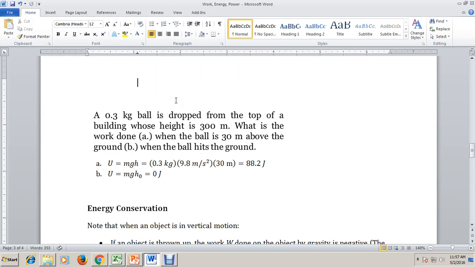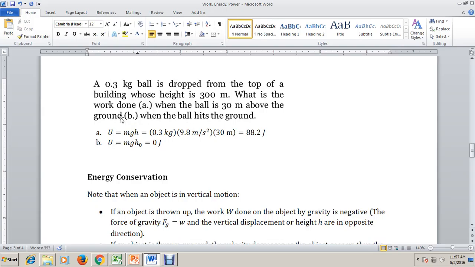Now for letter B, a 0.3 kilogram ball was dropped from the top of the building from a height of 300 meters. What is the work done when the ball is 30 meters above the ground? And letter B, when the ball hits the ground.